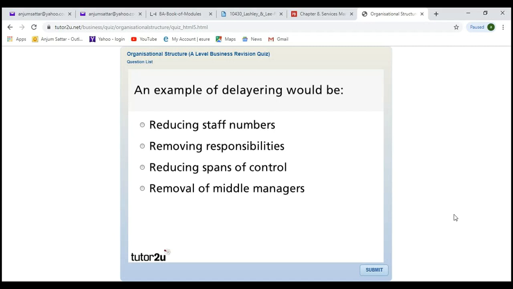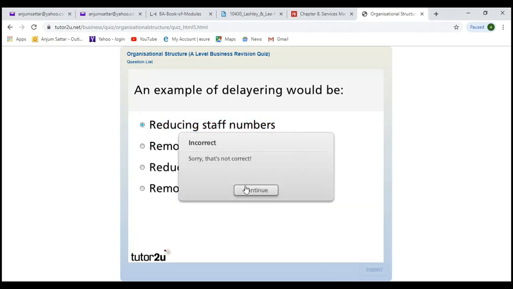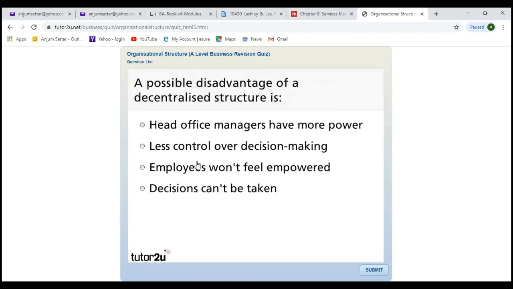Okay. An example of delayering. What is meant by delayering? I was going to ask you, actually. I'm not sure what delayering is. It means you are cutting the number of layers in the organization structure. So you're reducing staff. Removing responsibility, which we'll go through.